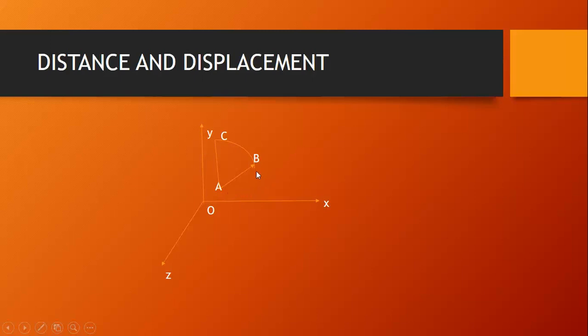So if we join the initial position and final position with a straight line, it will give us the displacement of the particle. It's nothing but the shortest distance between initial position and final position. So distance is nothing but the actual distance covered by the particle, actual ground covered by the particle. Displacement is nothing but the shortest length between initial position and final position. So like this, we can analyze distance and displacement.